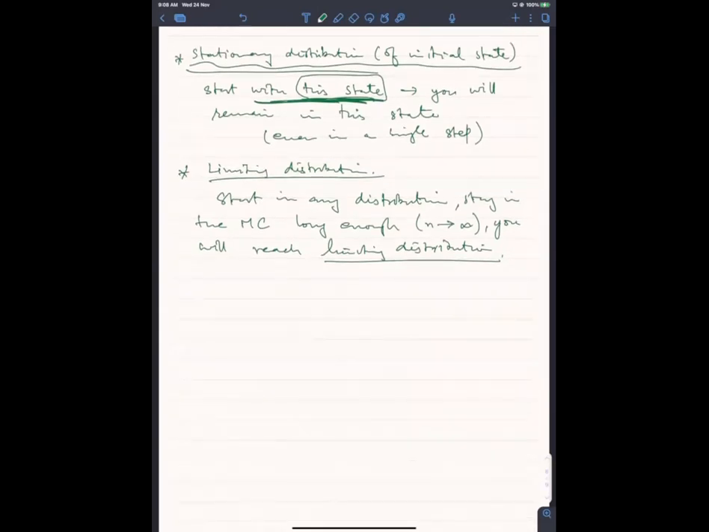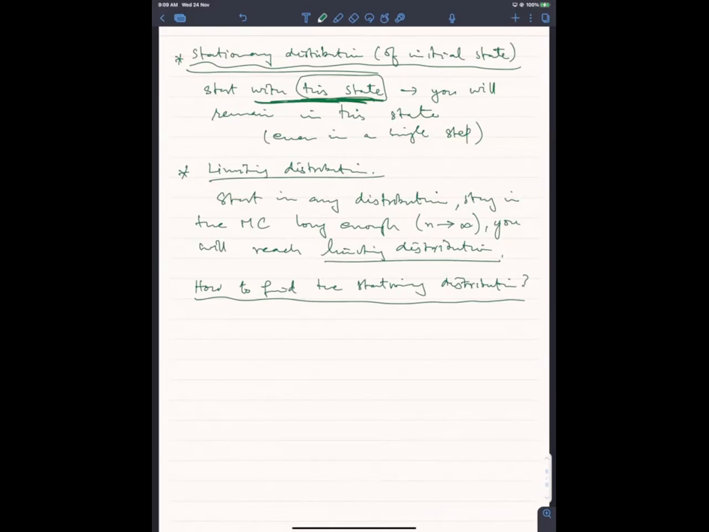So how do we find the stationary distribution? How to find the stationary distribution or limiting distribution? For the limiting distribution, we said to keep multiplying repeatedly by that matrix. How will we find the stationary distribution?